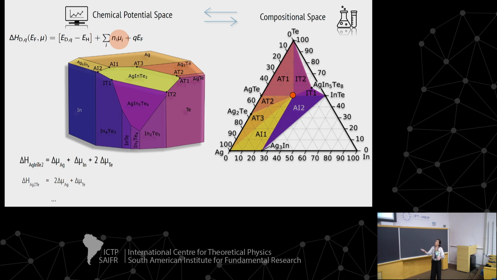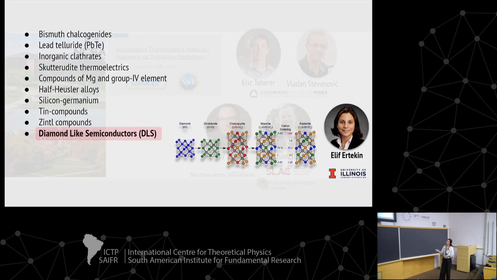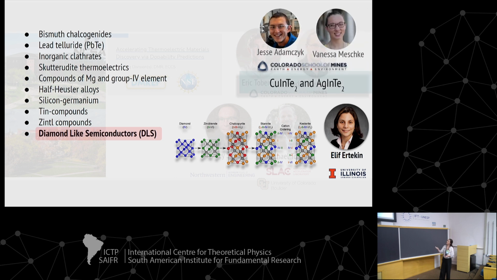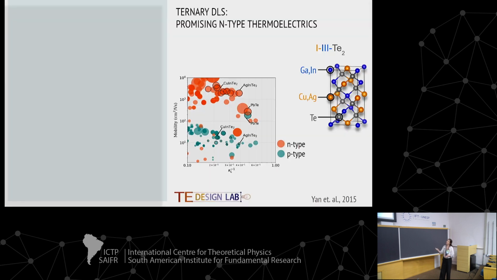So basically, points in chemical potential space can be connected to areas in the compositional space. We have been looking at these diamond-like semiconductors in collaboration with Jess and Vanessa from Colorado School of Mines, and I will just give a very general idea why you are interested in these materials.